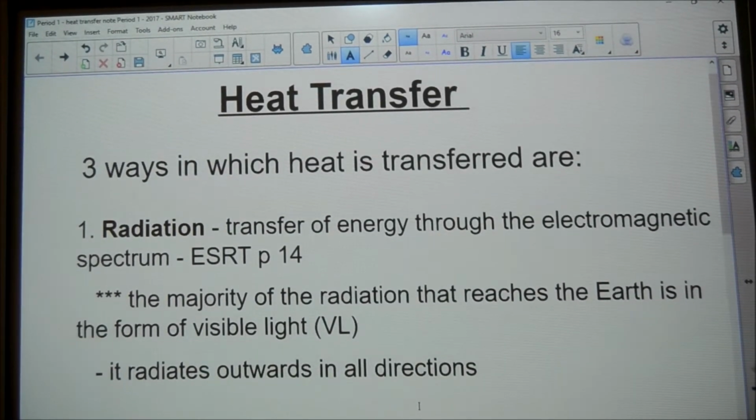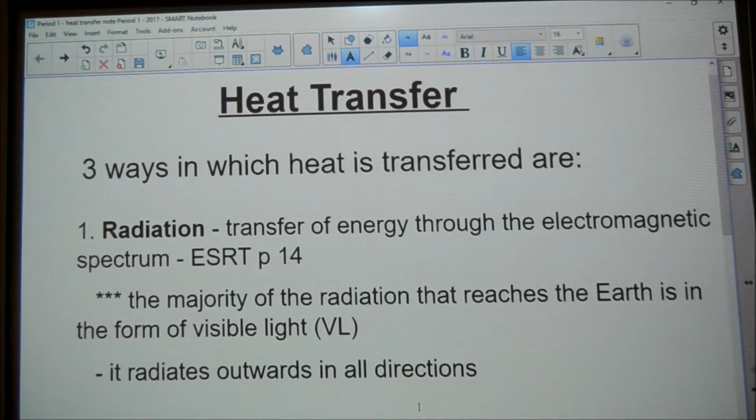So today we're going to talk about heat transfer, going over your heat transfer notes. There are 3 ways in which heat or energy is transferred. First one is radiation. This one, the energy is transferred through the electromagnetic spectrum. The electromagnetic spectrum is on your reference table, page 14. Radio waves, X-rays, gamma rays, infrared waves, visible light rays, all those are radiation.